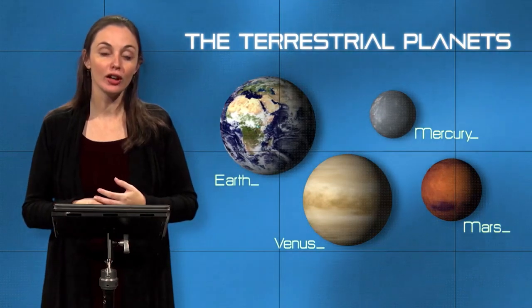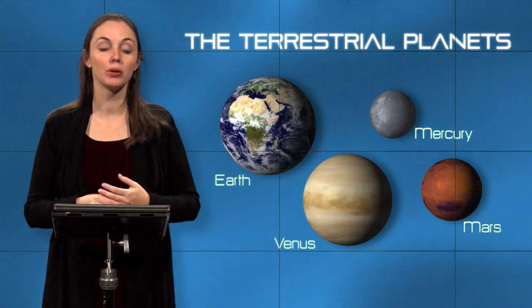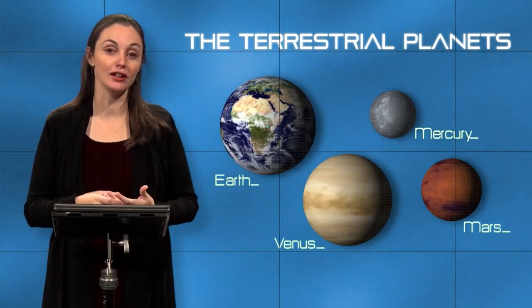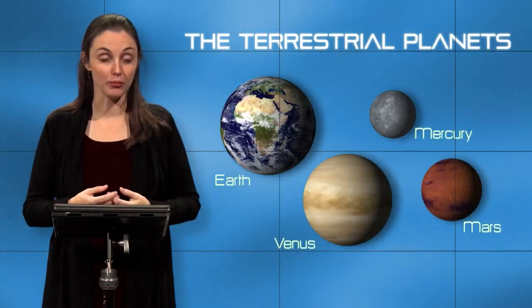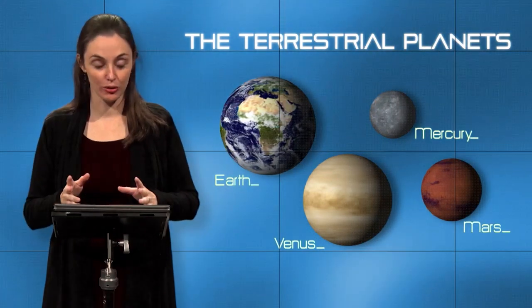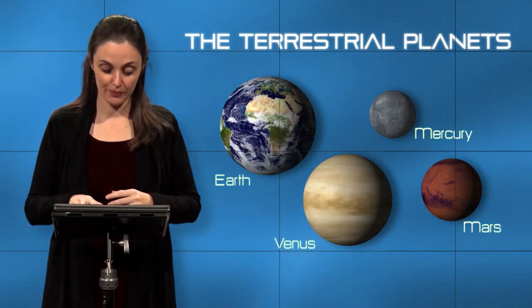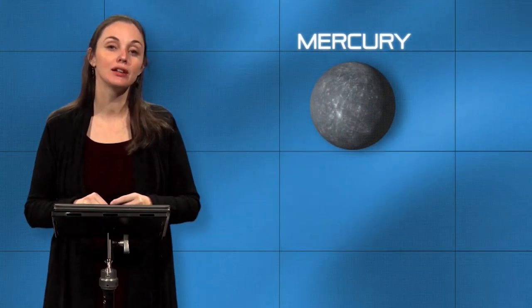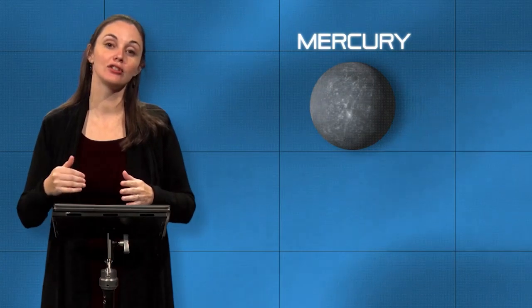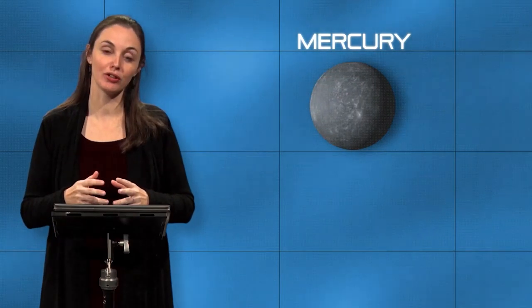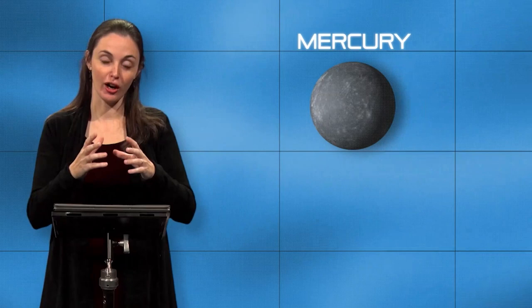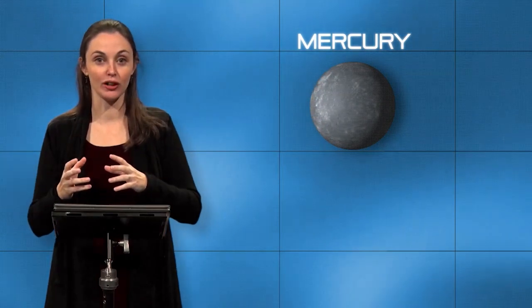So if we're looking for that same sort of activity, we're probably more likely to find it on Venus and maybe Mars than on Mercury. So let's start with Mercury and see how different Mercury is from Earth. Now, if we were looking at the planets in order of increasing distance away from the sun, Mercury would be first. Mercury is the first rock from the sun, and we're the third rock from the sun.